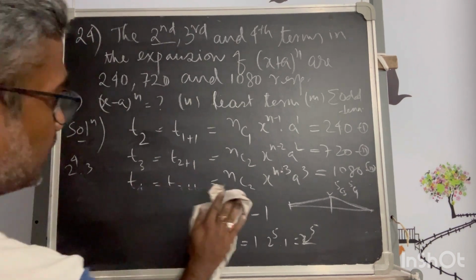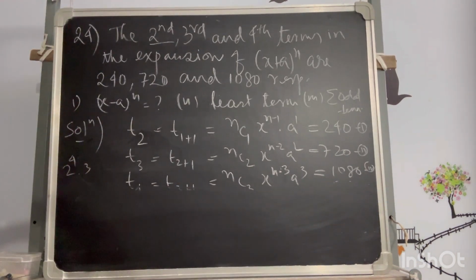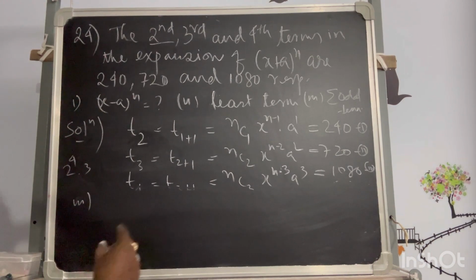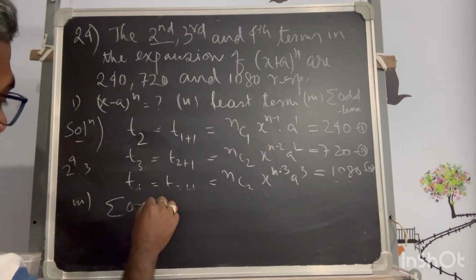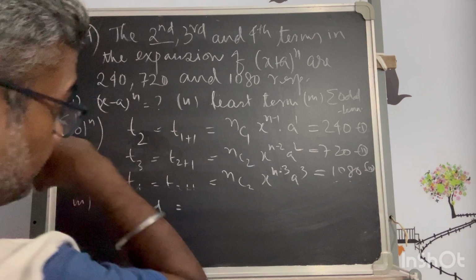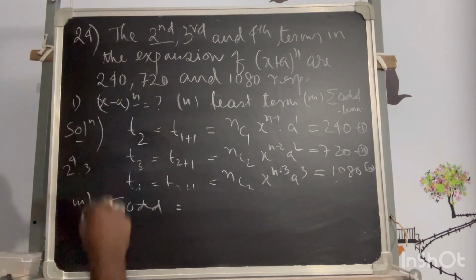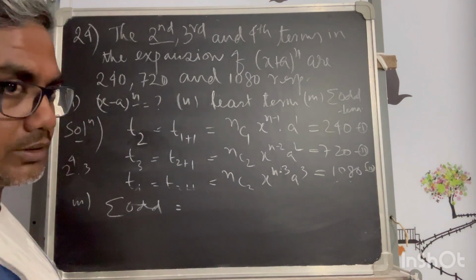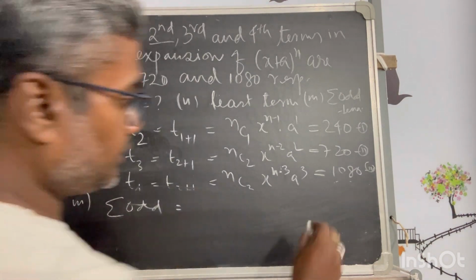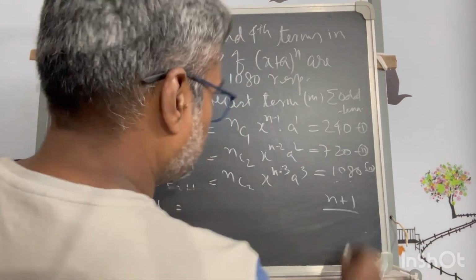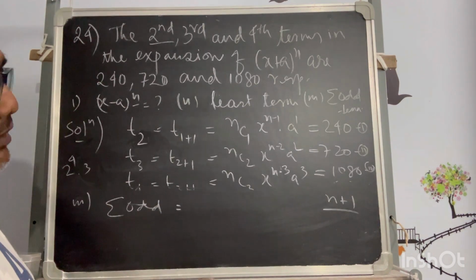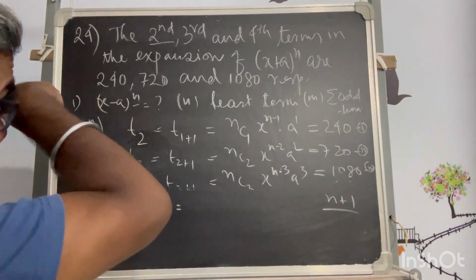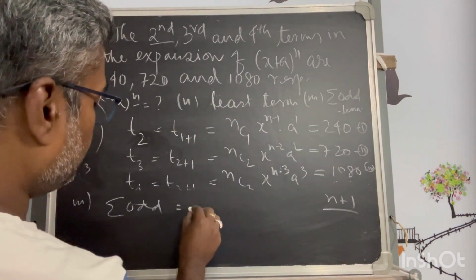And the last one is the third. It is the sum of odd terms. Sum of odd terms means if n is odd, then the number of terms will be even. So n plus 1 will be even. So the number of odd and even terms will be the same. The sum of the odd terms will be how much?